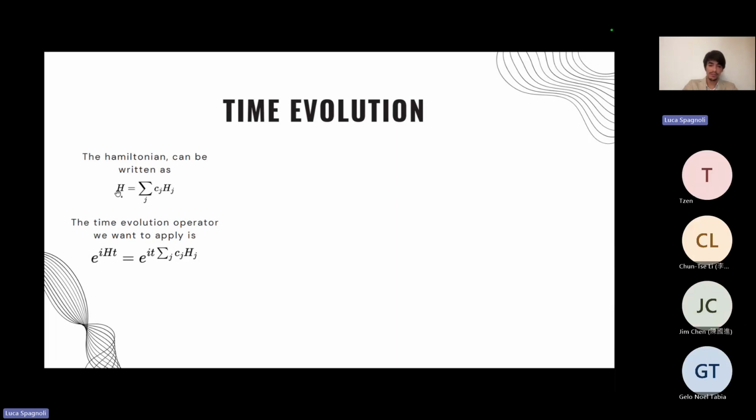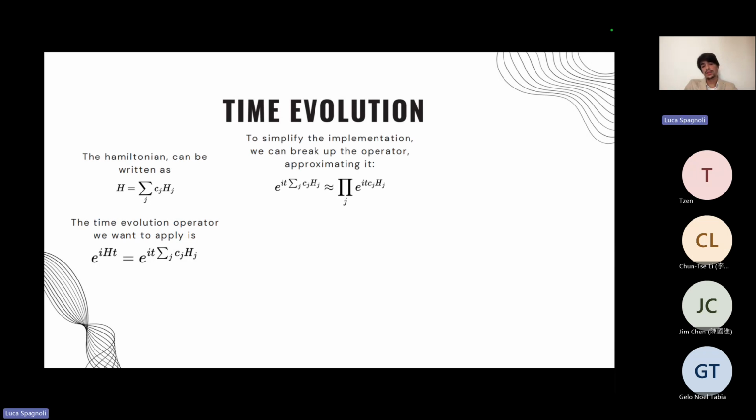So you have the Hamiltonian, which is the Hamiltonian I showed you before in terms of Pauli matrices, and you can always decompose it on some operator basis that I call here H_j. For simplicity, let's assume those H_j to be Pauli matrices again. So I'm decomposing the Hamiltonian as a sum of Pauli matrices. To apply the time evolution, I have to apply this e to the iHt operator, this exponential. In general, it's very hard to apply it, even just to write it.